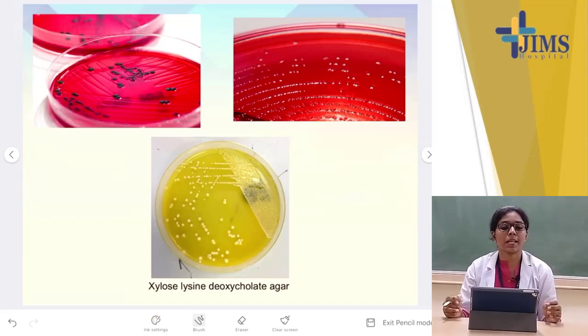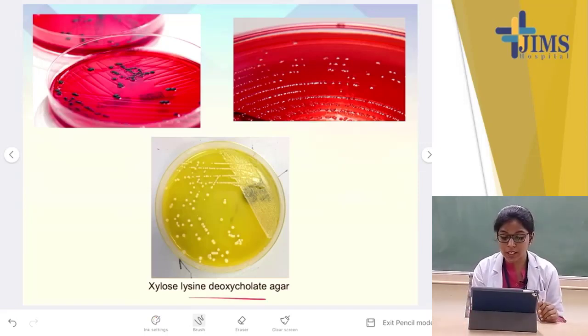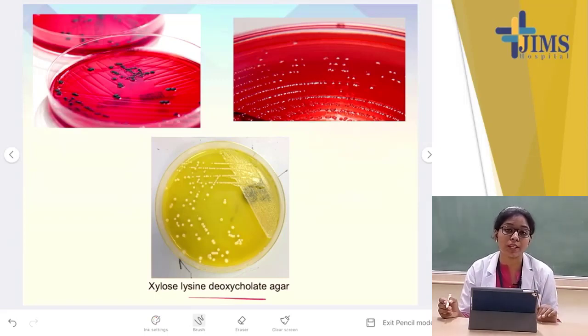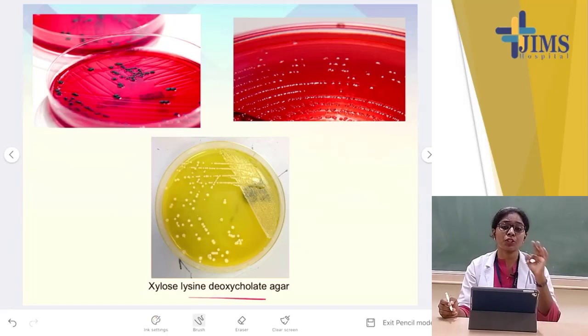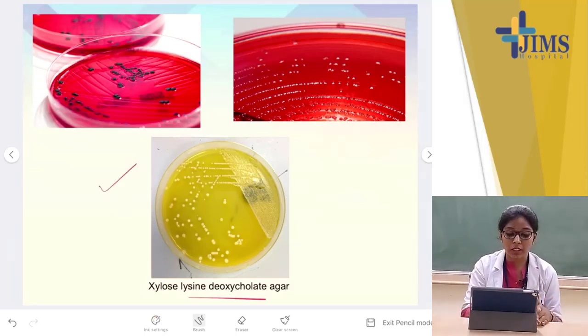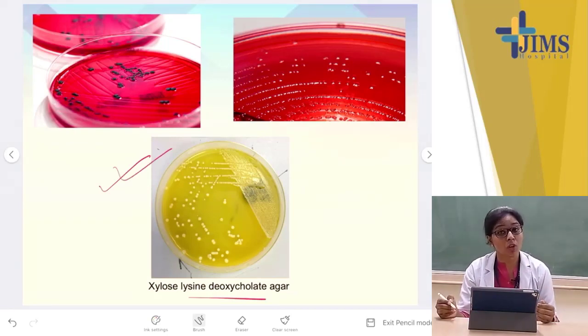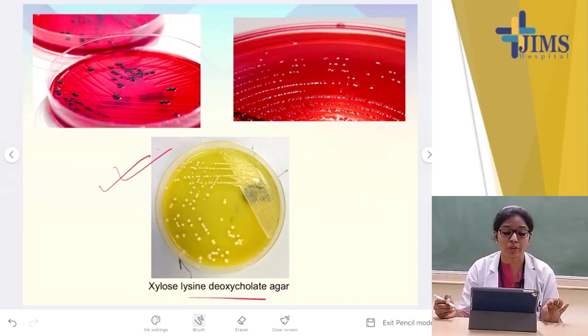Moving on to the next one, XLD, xylose lysine deoxycholate agar. Here again we have deoxycholate, so of course it will have a function just like the previous one. Here we are using 3 carbohydrates. What are they? Lactose, sucrose and xylose. Now the organisms that are able to ferment or utilize more than 1 carbohydrate will show yellow colored colonies. That means they are basically lactose fermenters, for example E. coli. Those that are not able to utilize any of the carbohydrates will show translucent colonies.